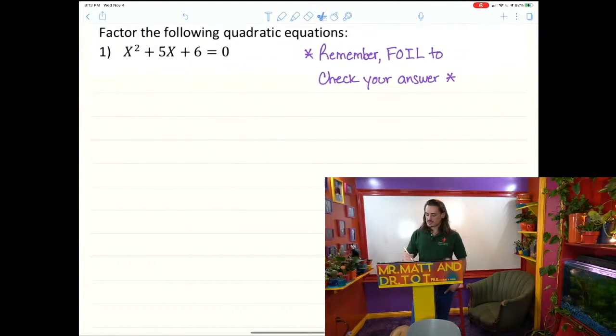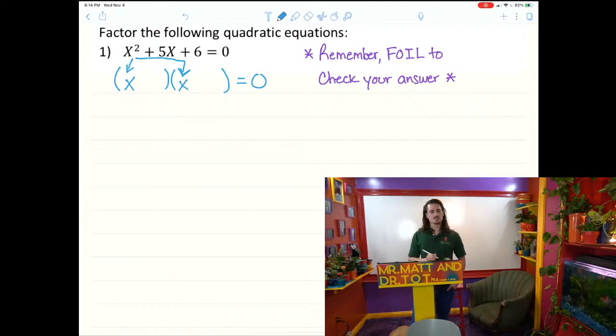So the first step is to just draw out your set of parentheses. And this x, the leading x, is going to take the first position in each of the parentheses. So I'm going to assign x and x in the first positions. Now I'm looking for two factors of my c value that add together to get my b value. So in other words, I'm looking for two factors of 6 that add together to get 5. The factors of 6 are 1 and 6, 2 and 3.